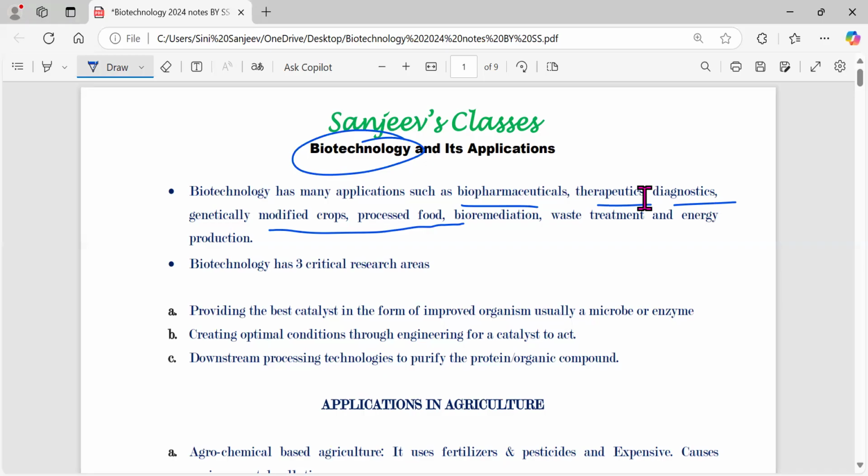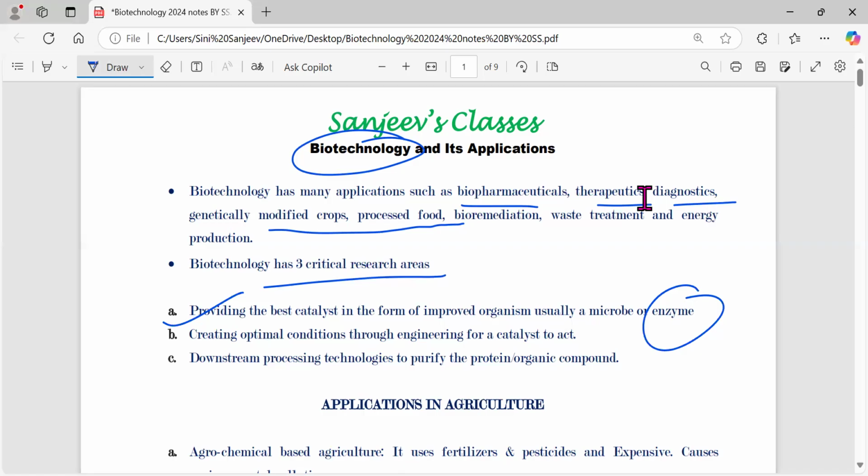So usually, if we see over here, there are three critical research areas. Already I told you the three applications which were there. These three areas mainly use this technology. Now what is the main reason why they use biotechnology in these categories? The first thing is providing the best catalyst in the form of an improved organism, usually a microbe or enzyme. Already we know an enzyme is almost a catalyst, so it increases the rate of reaction. Whatever the process is, it speeds up and you get the product easily, right? So this is the first thing for which we use biotechnology.